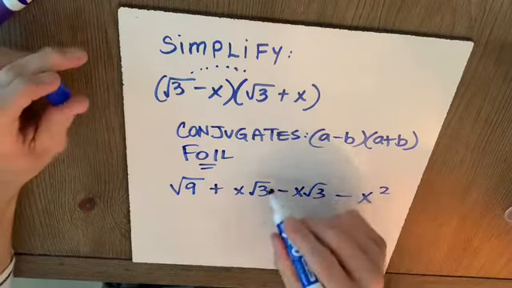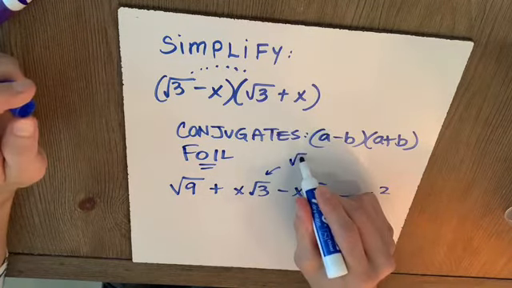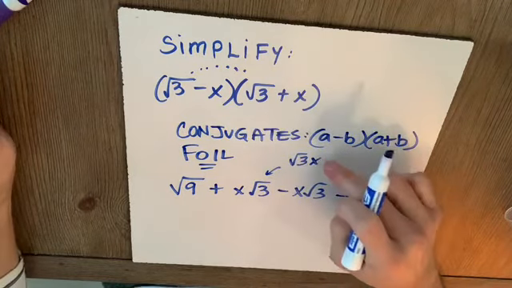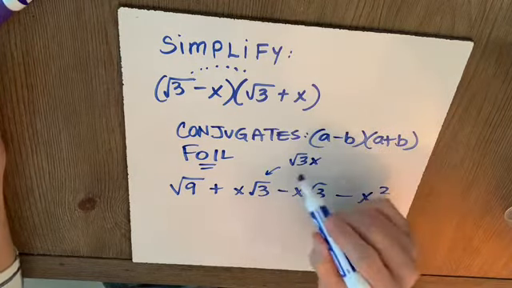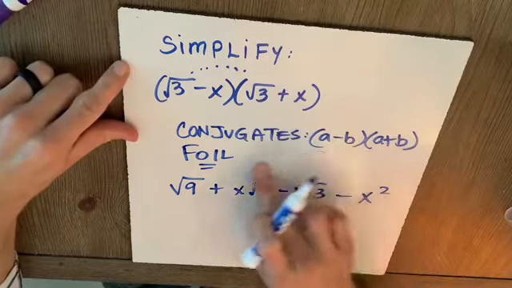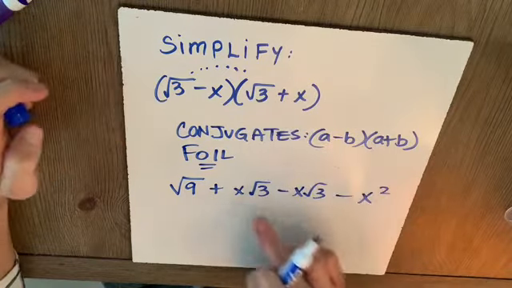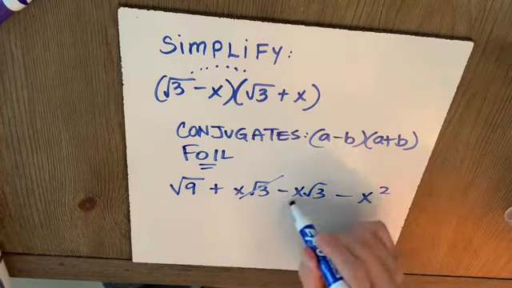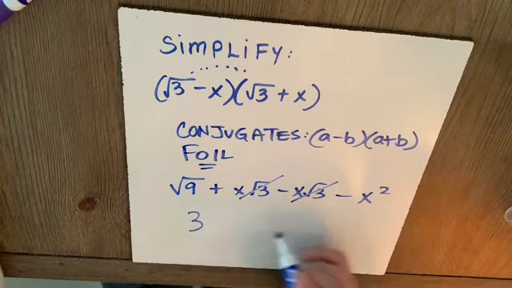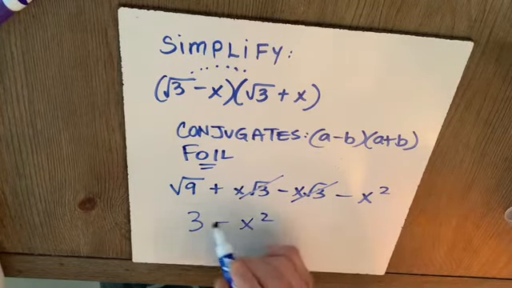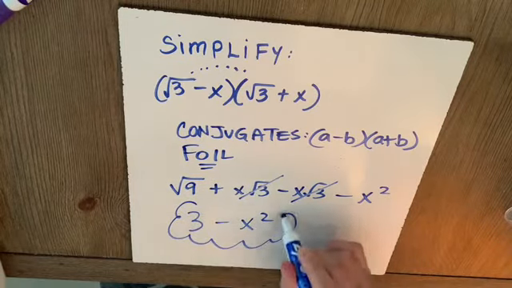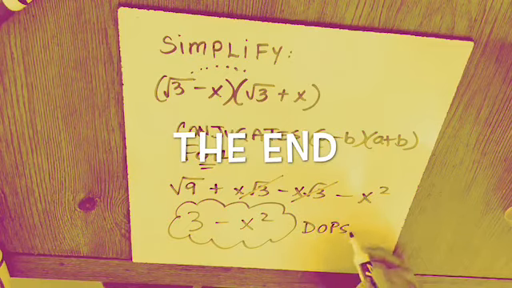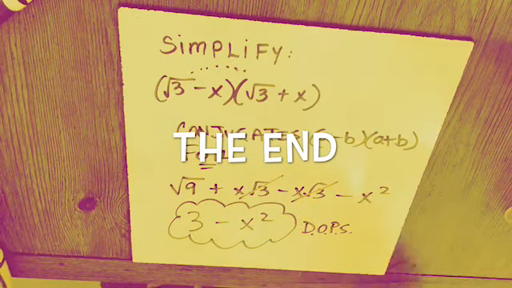Now, I could have written this as the square root of 3 x, but a lot of students say, well, does the square root go over the x or not? To show that it doesn't, I like to put the x, which is not in the radical, in front. Now, the outer and inner terms cancel, and we get 3 minus x squared. Notice this is a binomial, and we would call this a difference of perfect squares, although we're going to have to use a radical there.